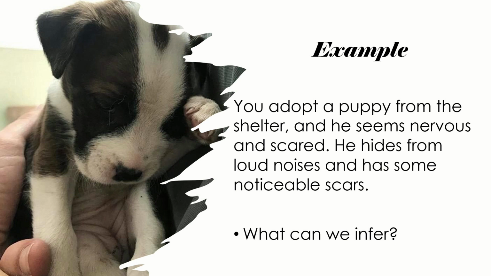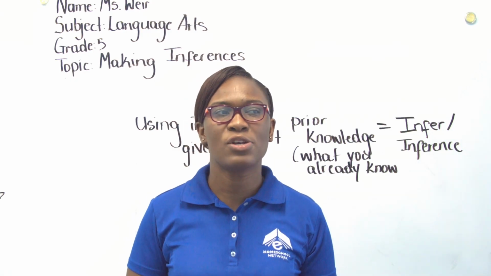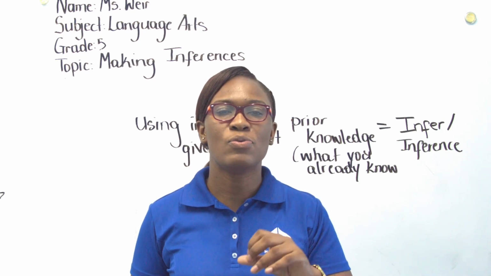Let's go again. You adopt a puppy from a shelter and he seems nervous and scared. He hides from loud noises and has some noticeable scars. What can we infer, boys and girls? Giving you a minute to do so. Think about it. Look at what is given to you. Based on all the information that you got just now, what can you say about this puppy?